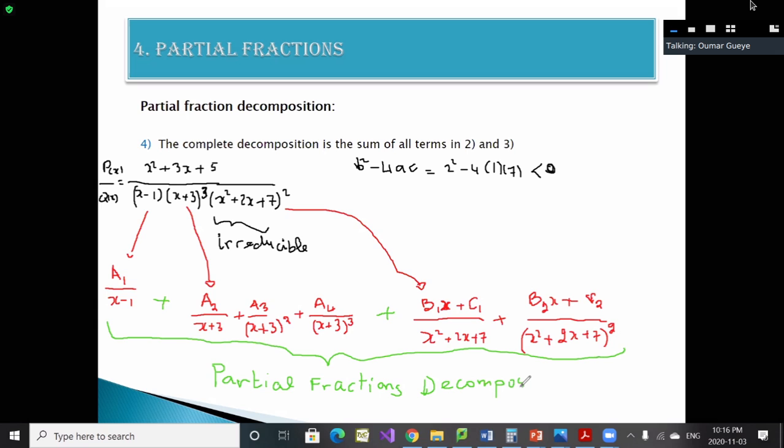And just keep in mind, at this step, I did not calculate the coefficients A1, A2, A3, A4, B1, C1, B2, C2. We'll see later how to find them, okay? At this step, what I want you to know is how to get the partial fraction decomposition. So later we'll see how to get the coefficients and calculate the integral.